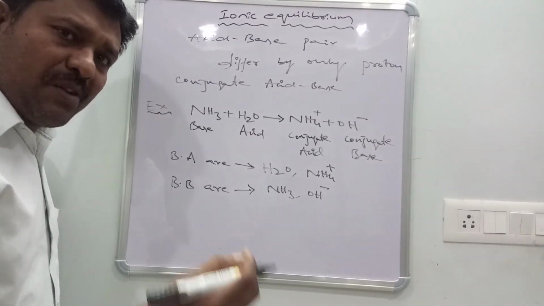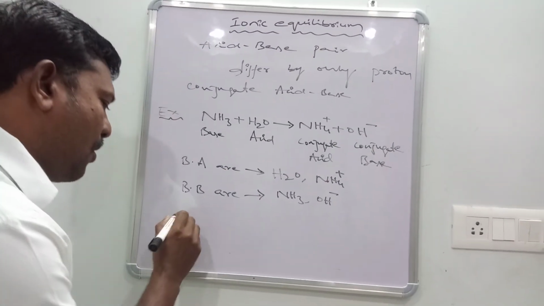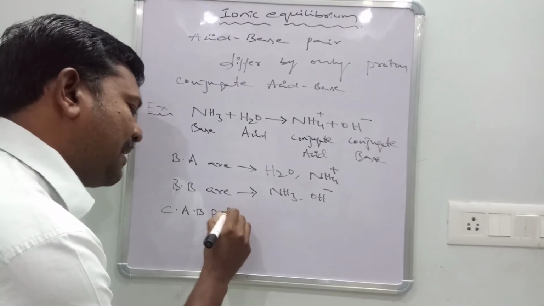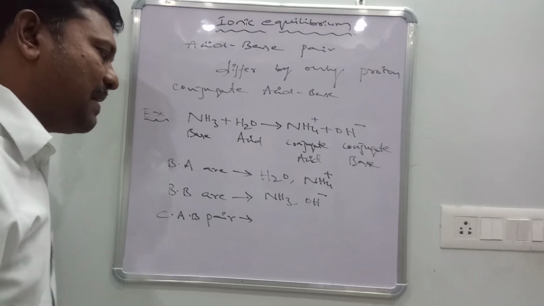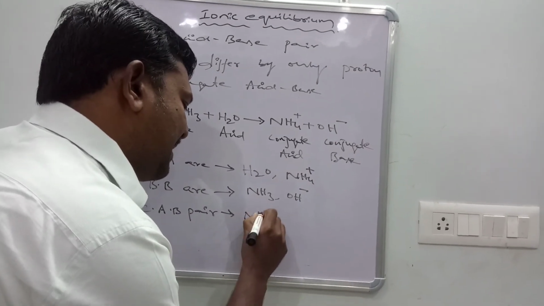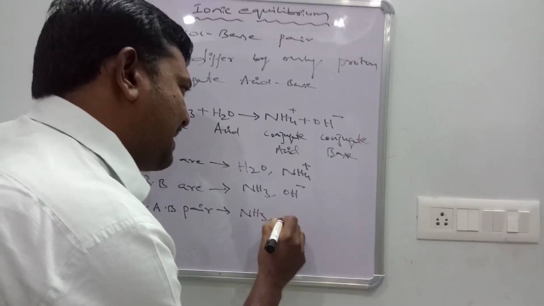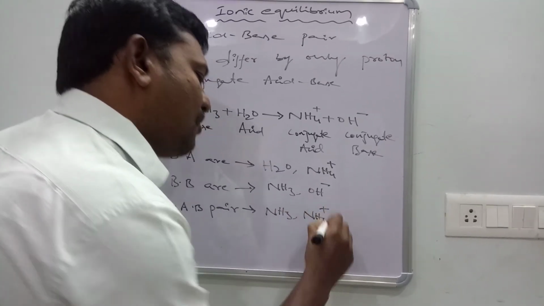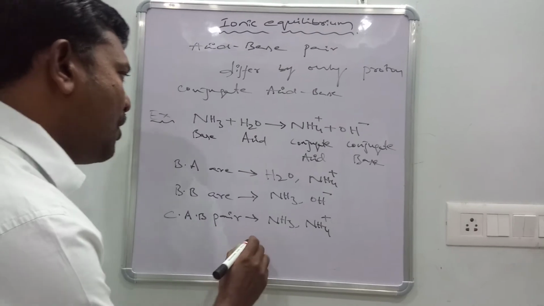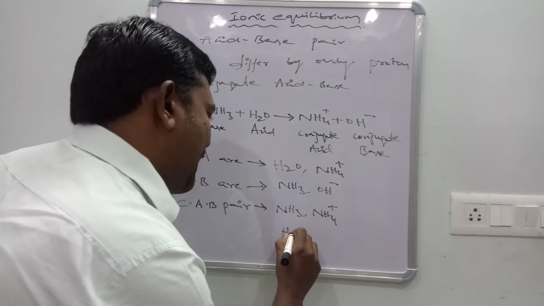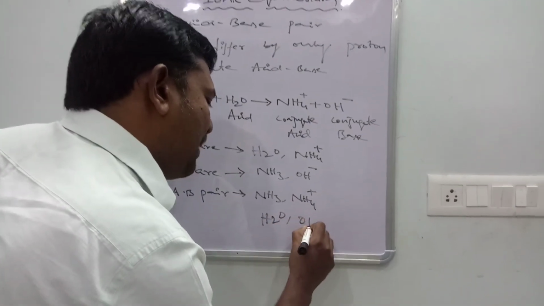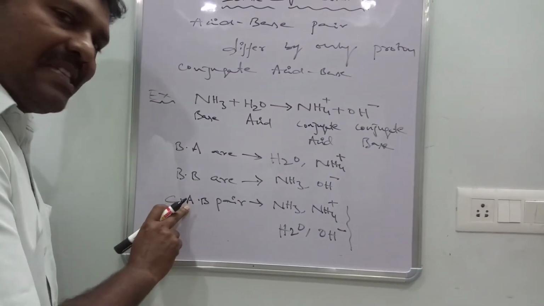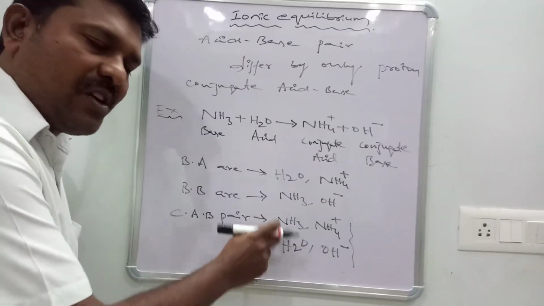What are the examples of conjugate acid base pairs? In this equation, if NH3 is the base, its conjugate acid is NH4 plus. If H2O is the acid, OH minus is its conjugate base. Both are conjugate acid base pairs. Whichever of these two options is given, it is the right answer.